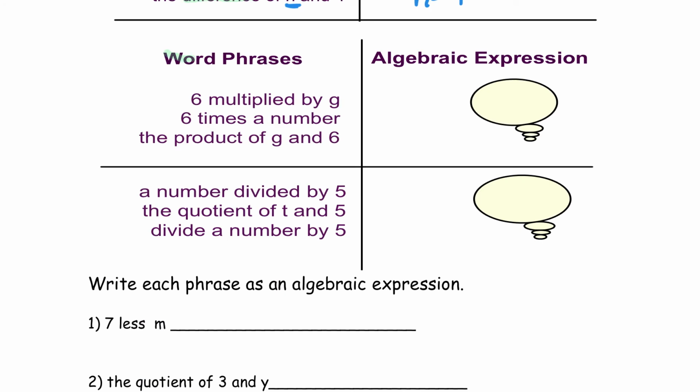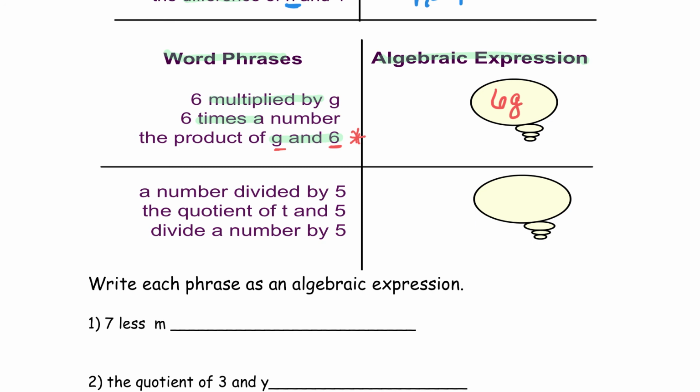In this section, again, word phrases, here's the algebraic expression. 6 multiplied by g, 6 times a number. The product, remember a product is the answer to a multiplication problem, the product of g and 6. In a case like this, be really careful because this one is tricky. The number always comes before the variable. That's another rule we're throwing in there. Lots of rules we're throwing in here. That would look like what? 6g.